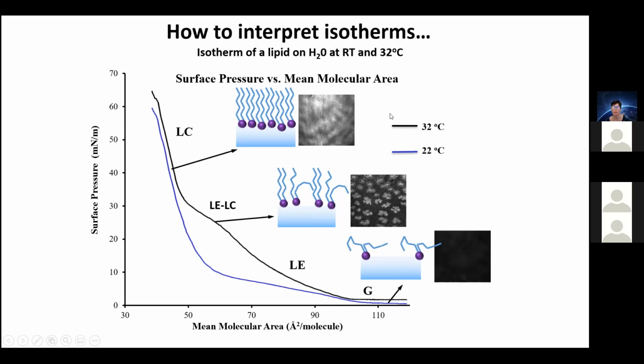Let's just look at the 32 degree real quickly. That's the black line at the top. So we go from a gas to a liquid expanded, to a liquid expanded, liquid condensed. As these things start to aggregate, they many times form shapes, and these shapes are a balance of dipole-dipole forces and line tension. One can get very different shapes, depending on the molecule and the interactions between the head groups and the tails, and then a condensed phase.